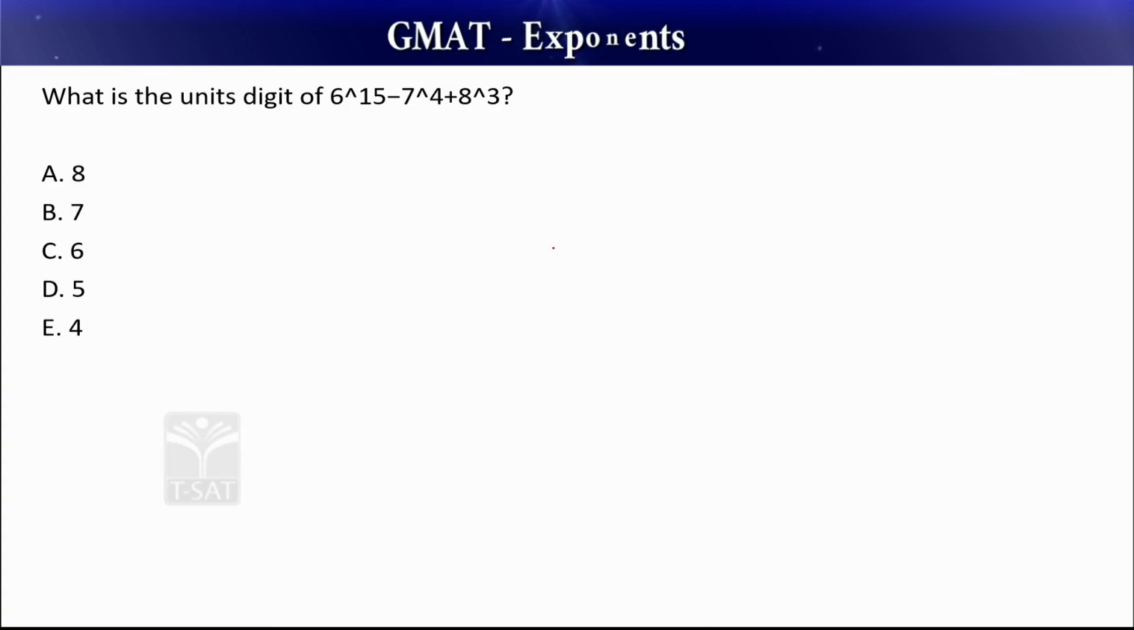Let's see the next question. What is the unit digit of 6 to the power of 15 minus 7 to the power of 4 plus 8 to the power of 3? As we have seen, 6 has a cyclicity of 1. Thus 6 raised to anything will give you 6 as its unit digit. And 7, we just saw the table.